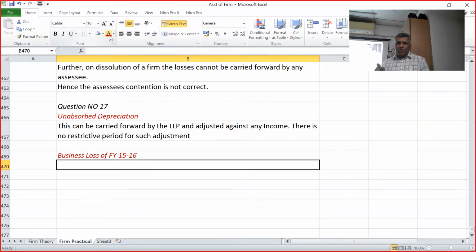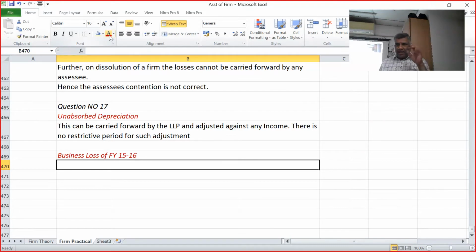Business loss of financial year 15-16, 16-17, 17-18, 18-19, 19-20, 2021. 5 years is already over. This can be carried forward and set off over the balance 3 years.